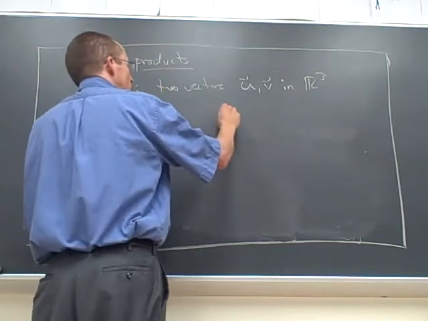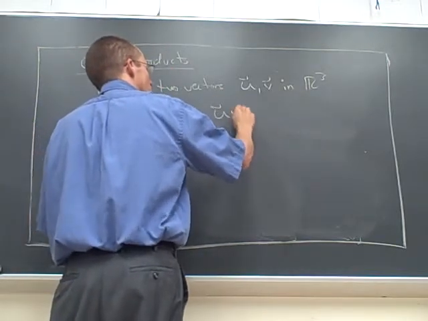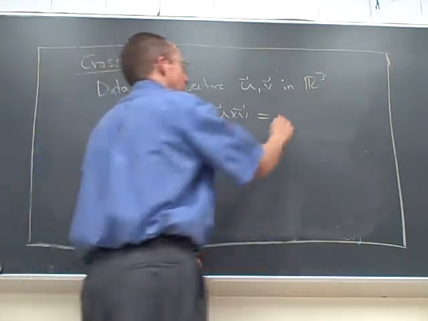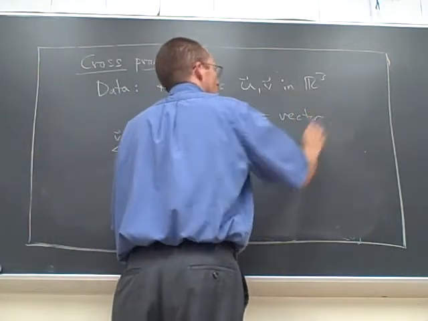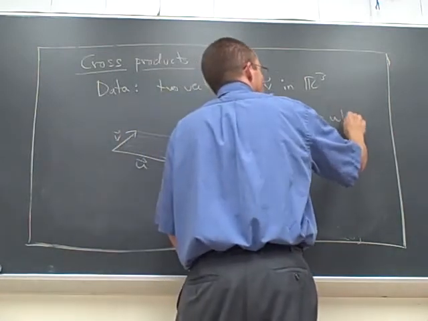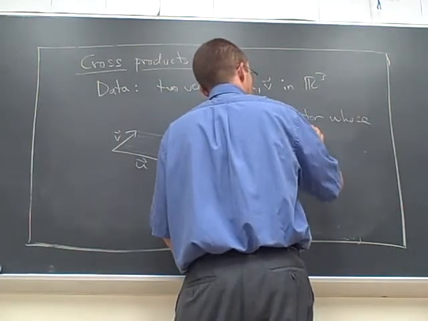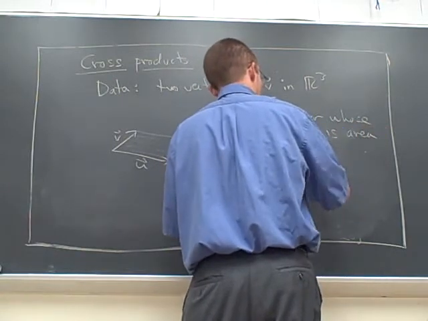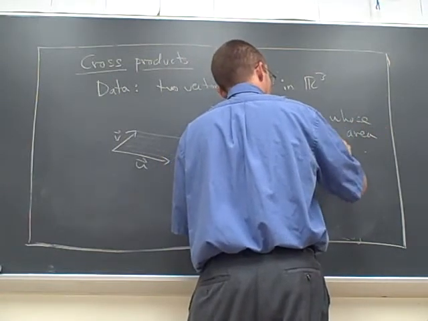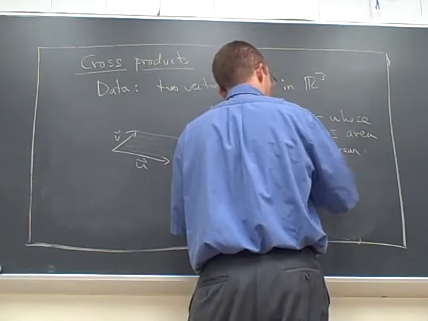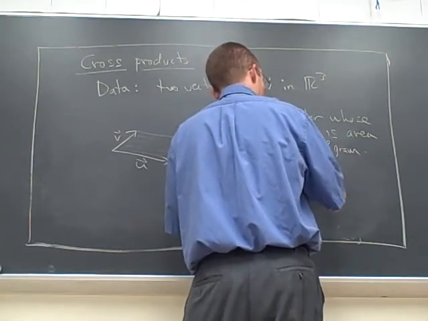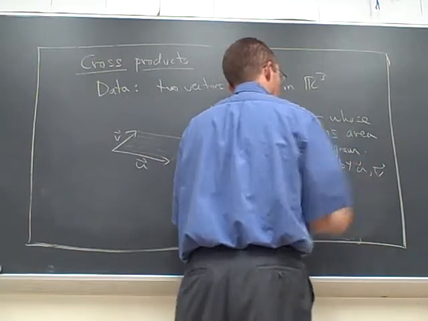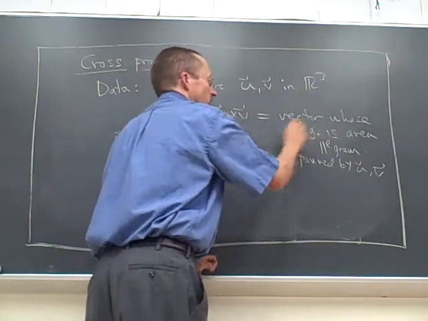So here's what we're going to do. We're just going to say that u cross v, our goal is to create a vector whose magnitude is the area of the parallelogram spanned by u and v. So that tells us something about its magnitude.